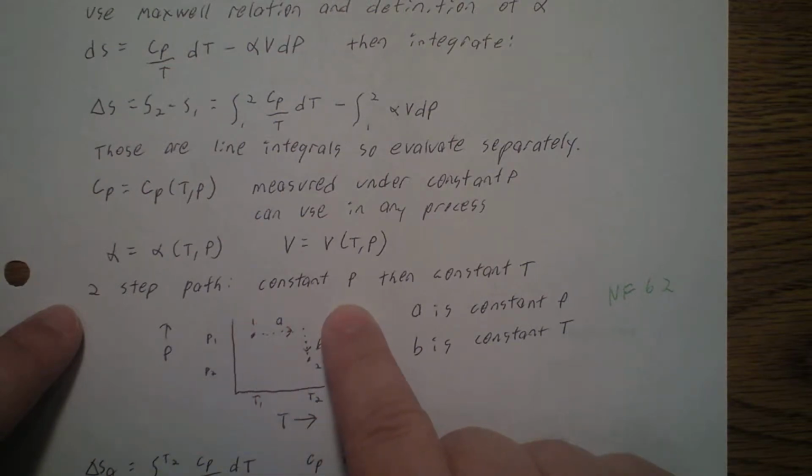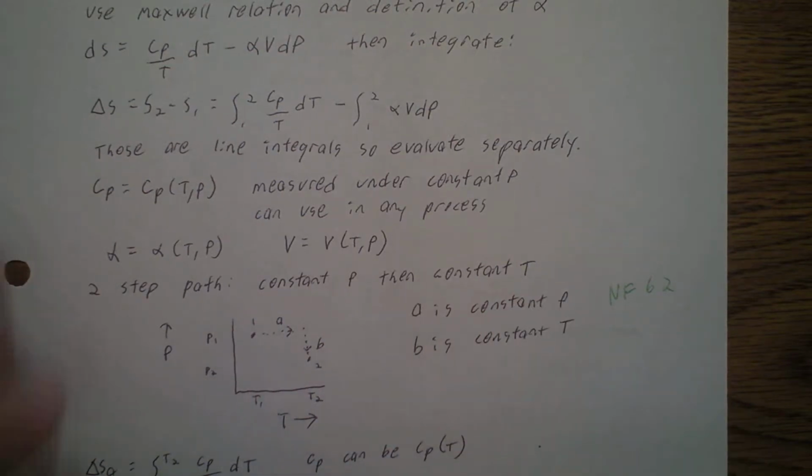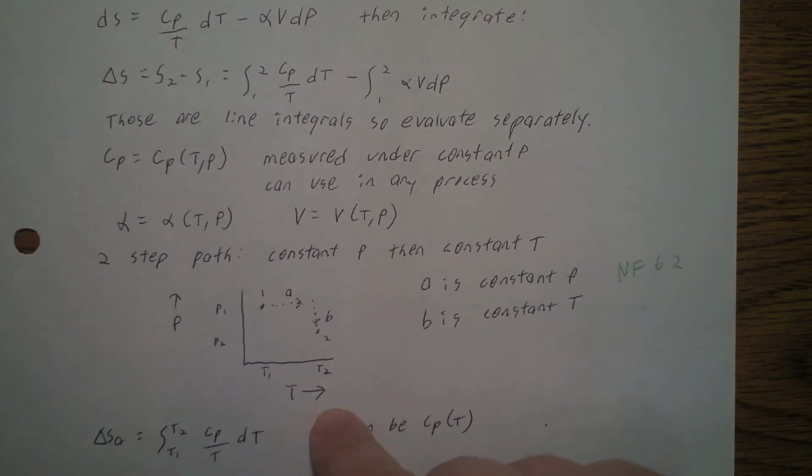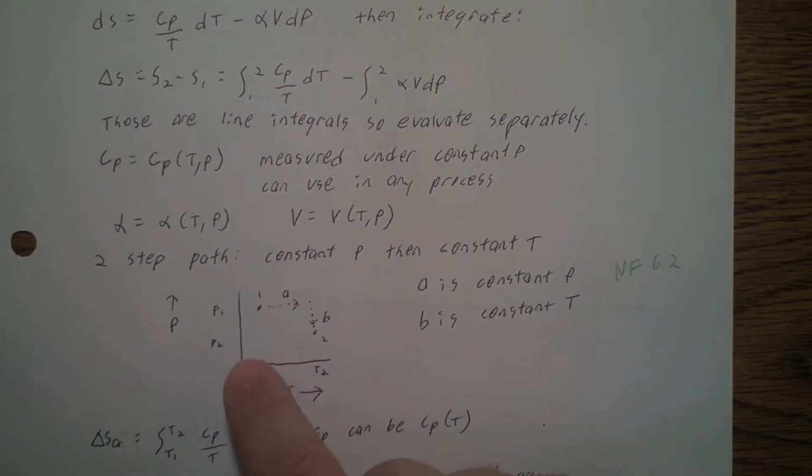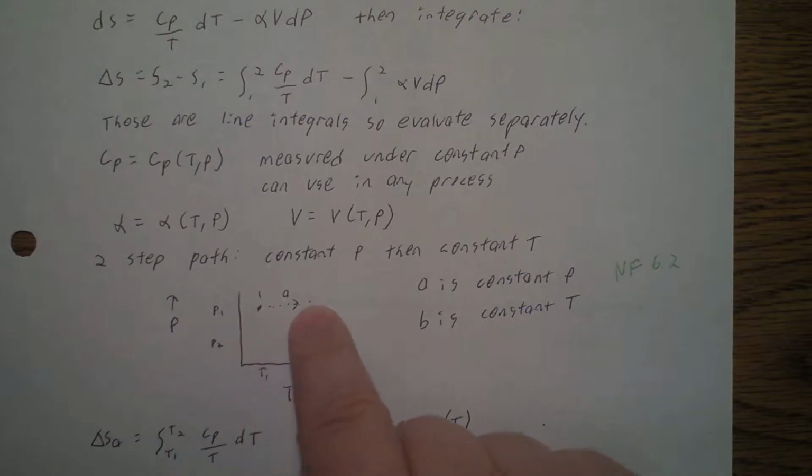We're going to have constant pressure, then constant temperature. So here's pressure, here's temperature. We have the pressure at state 1, the pressure at state 2, the temperature at state 1, the temperature at state 2. So we're going to have segment A, which is isobaric, and then step B, which is isothermal.